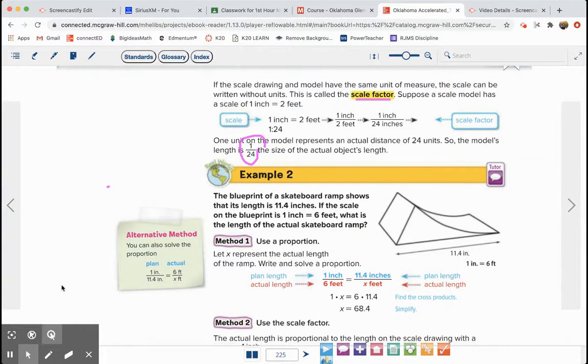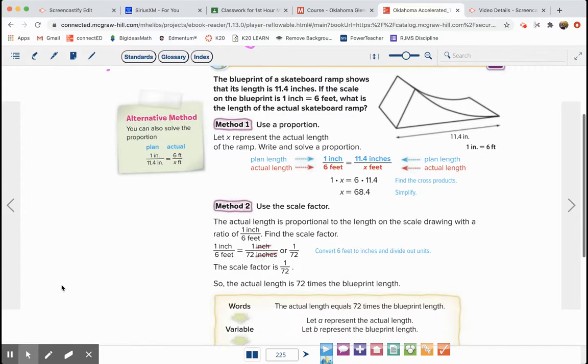Now let's look at example 2. It says the blueprint of a skateboard ramp shows that its length is 11.4 inches. So that's a blueprint, which means it's a map. It's not real life. 11.4 inches is on the model. If the scale on the blueprint is that 1 inch equals 6 feet, what's the length of the actual skateboard ramp? So we would set up a proportion.